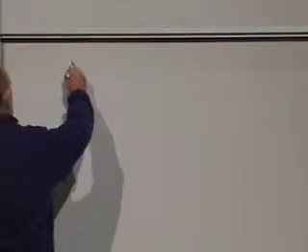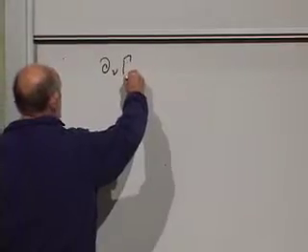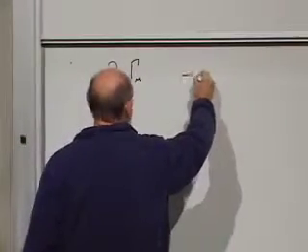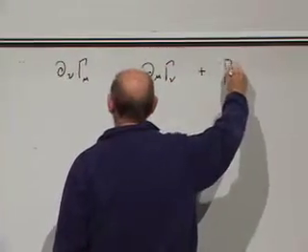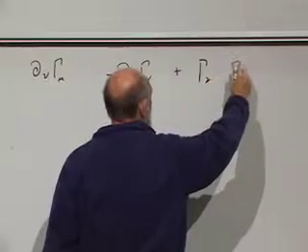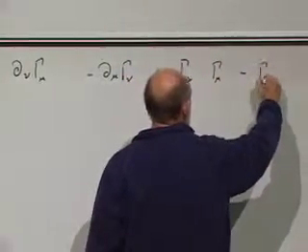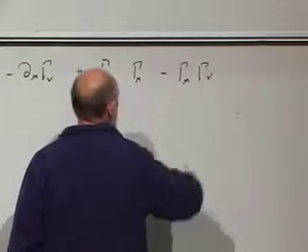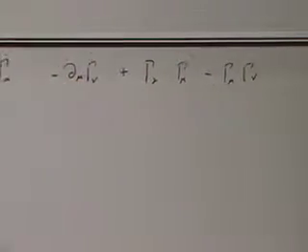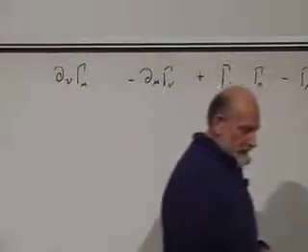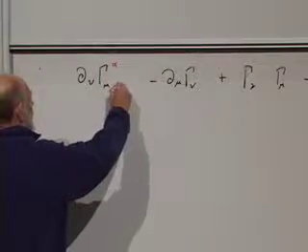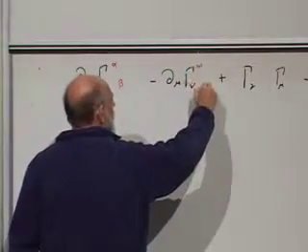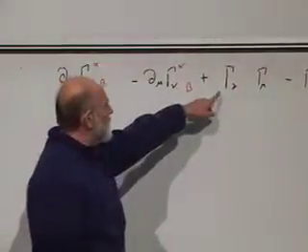So let's see. We first have d nu gamma mu. I'll put in the indices in a minute. I just want to write it out. Minus d mu gamma nu plus gamma nu gamma mu minus gamma mu gamma nu. Okay, let's put back the matrix entries now. I'll do that in red. Alpha, beta, alpha, beta.